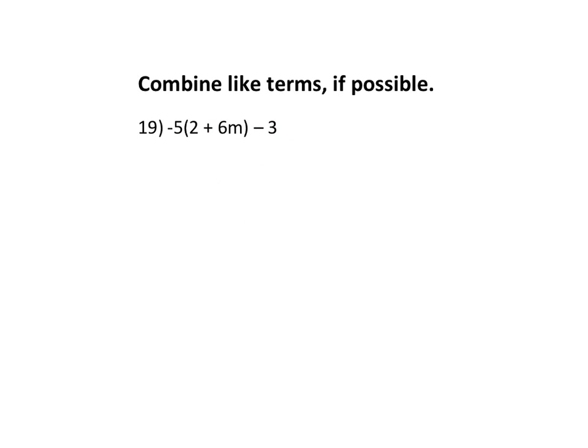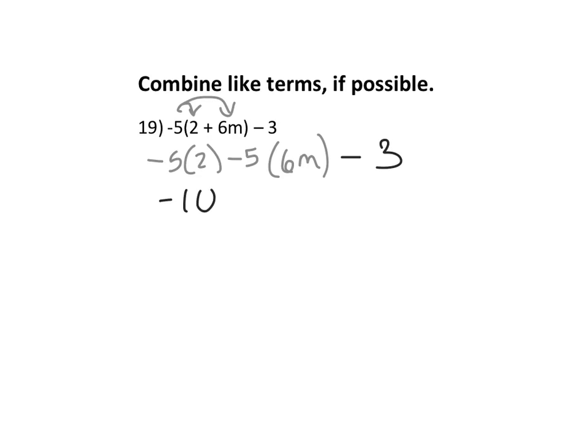And this next one, here we want to remember to distribute. Remember that means the negative 5 is going to be shared with the 2. And the negative 5 is going to be shared with that 6m. The minus 3 is not in the parentheses, so it's not going to be multiplied by anything. So here I see negative 5 times 2 is a negative 10. Negative 5 times 6m is going to be negative 30m. My negative 3 is still there.